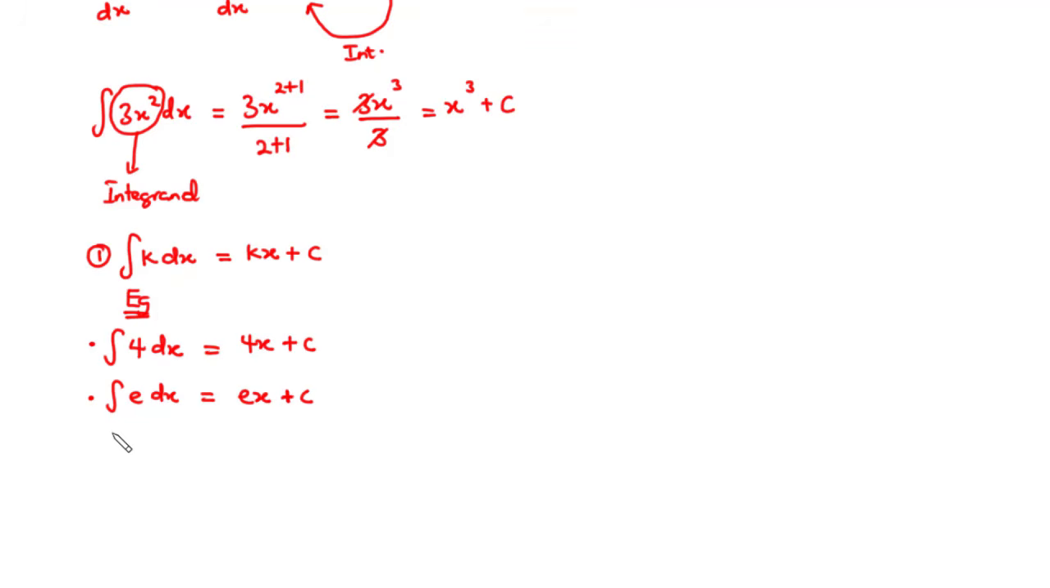Now let's move on to the second one. So let's say you want to integrate a function of the form a times x to the power n with respect to x. So basically, you are going to maintain a, and then you increase the power on x by 1. So that becomes n plus 1. And then you divide through by the new exponent on x. So that becomes divided by n plus 1, plus c.